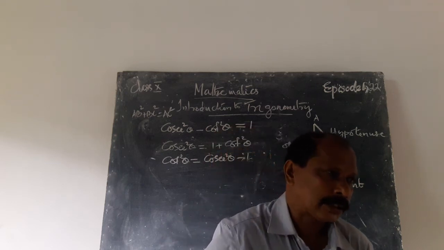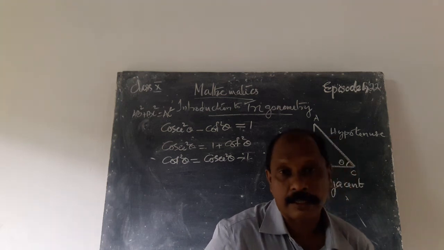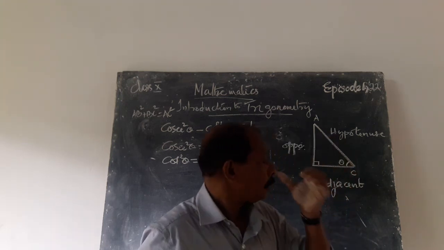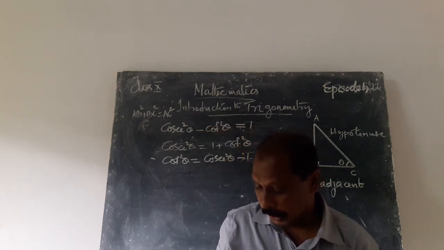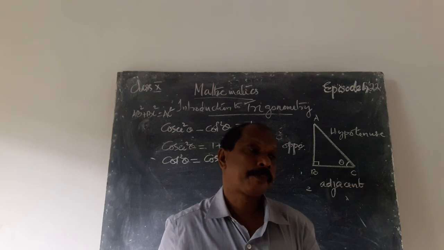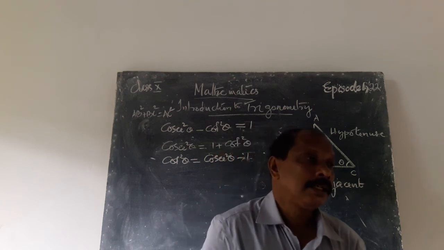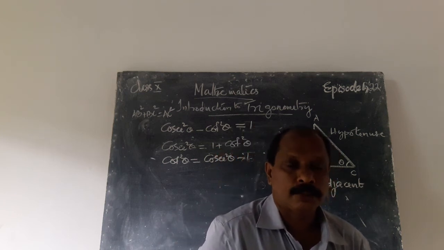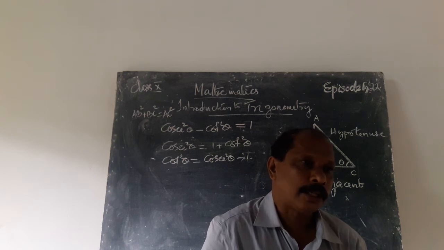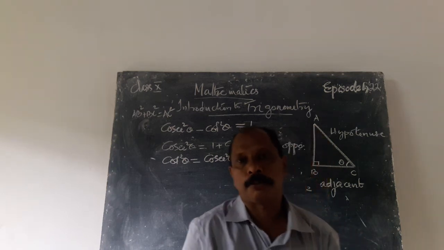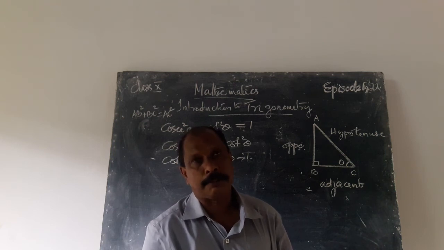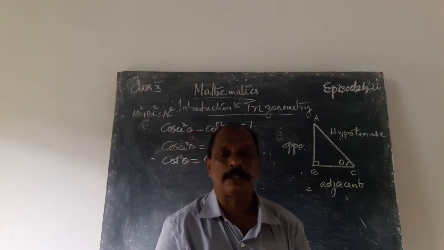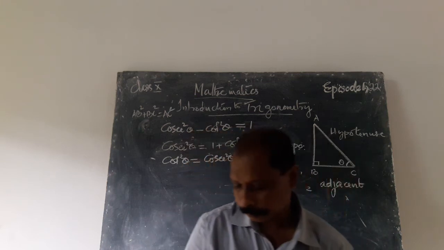That means let us consider a triangle ABC, right angle at B. Then BC is base, AB is altitude, and AC is hypotenuse. Pythagorean relation is BC square, that is base square, plus altitude square, that is AB square, is equal to hypotenuse square, it is AC square. That is the Pythagorean relation. That is BC square plus AB square is equal to AC square. Two sides are given, we can find out the third side using this relation.